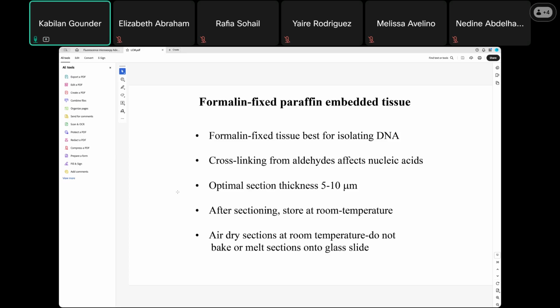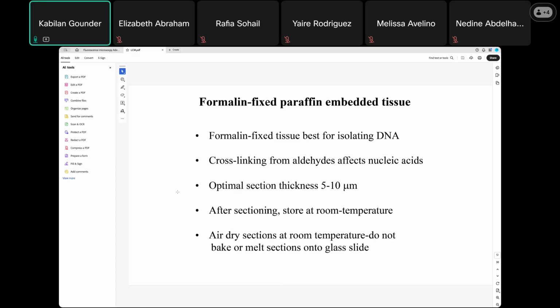So the formalin fixed paraffin sections, that is another chemical fixation approach you can do. If you are isolating your DNA from the cells, the formalin fixed cells is also good. It's cross-linking for aldehydes, which affects nucleic acids. Thickness, when you take a section, 5 to 10 micron thickness is good to isolate the cells.